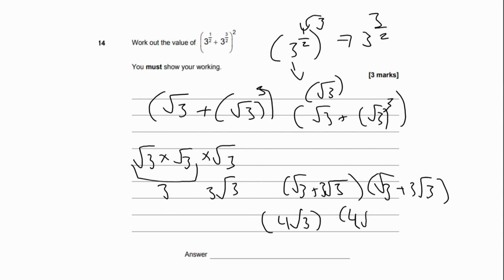And 4 root 3 here again. 4 times 4 is 16. Root 3 times root 3 is 3. So 16 times 3 is going to be 48. So your answer for this is 48.